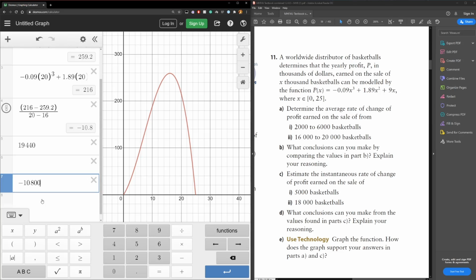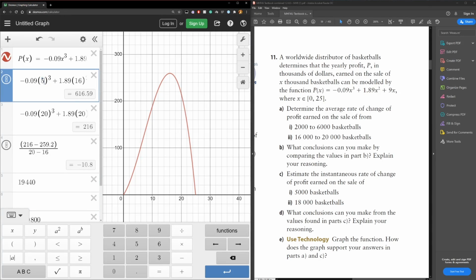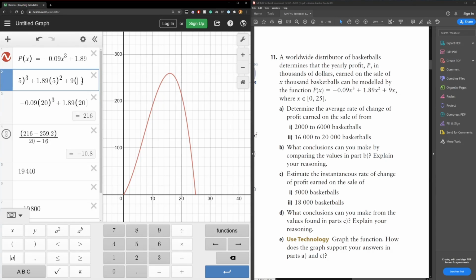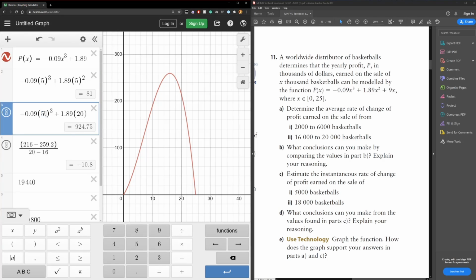Next, for C, the instantaneous rate of change for 5,000. Really easy. First of all, substitute 5. Then we could do 5.01. Then 5.001. That's the one I'm going to stick with. Actually, you could do it even more, but as I said, this is in thousands, so we should be fine.